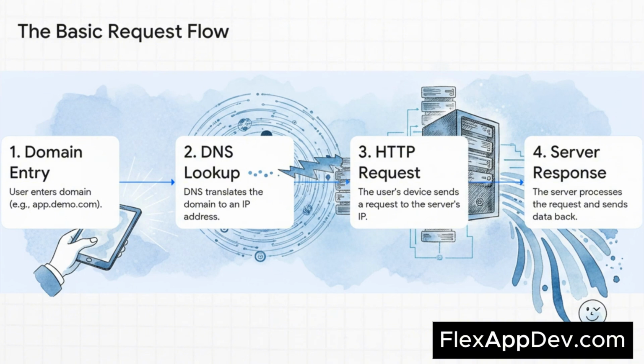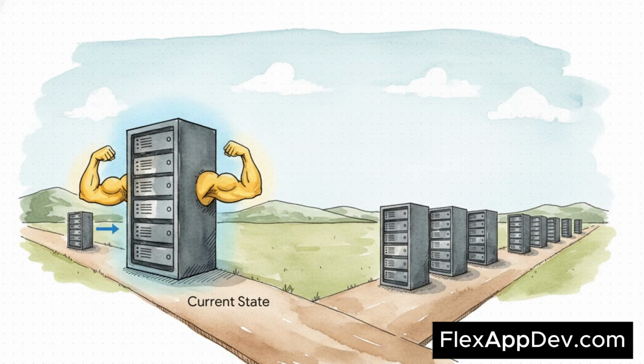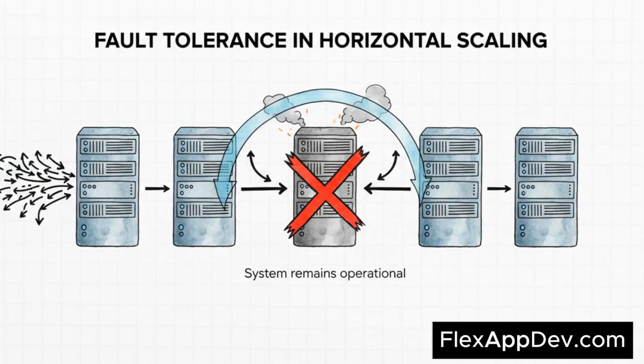So what happens when you type in a domain? Your request goes on a little journey to the server and back. Okay, traffic is growing. Now you've got to choose: make your current server stronger or just add more servers. For most big apps, adding more servers is the way to go. It's just way more reliable and flexible.